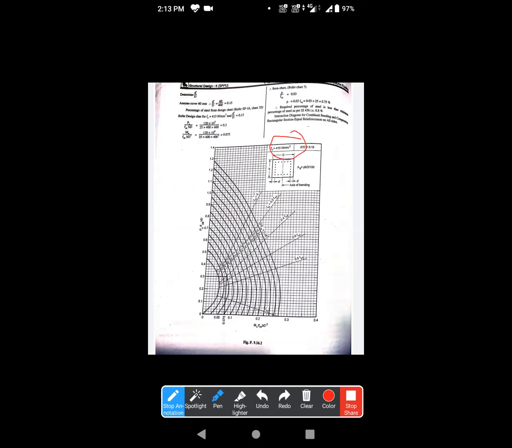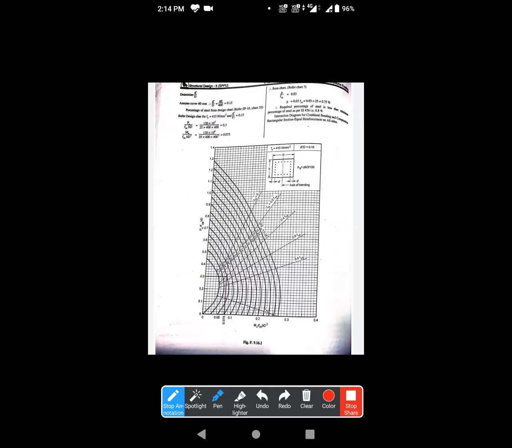According to that, the grade of concrete is 0.15 and d dash upon D is 0.15. Now you have to go for the Pu upon fck bD and Mu upon fck bD square. You have to find the values for this, that is 0.3 and 0.075. See here, this is 0.3 and this is 0.075. From chart, refer chart number 7.